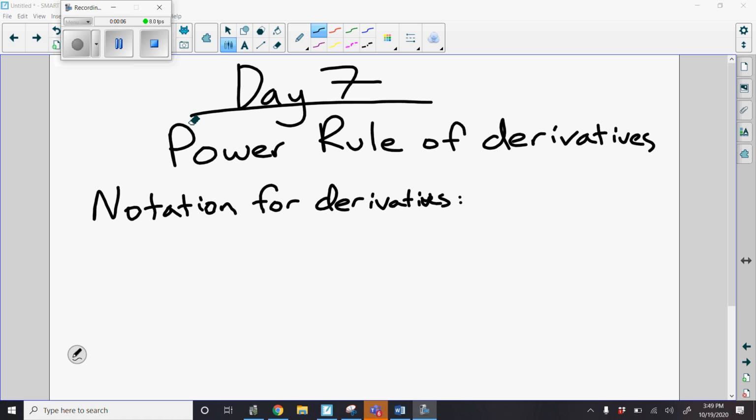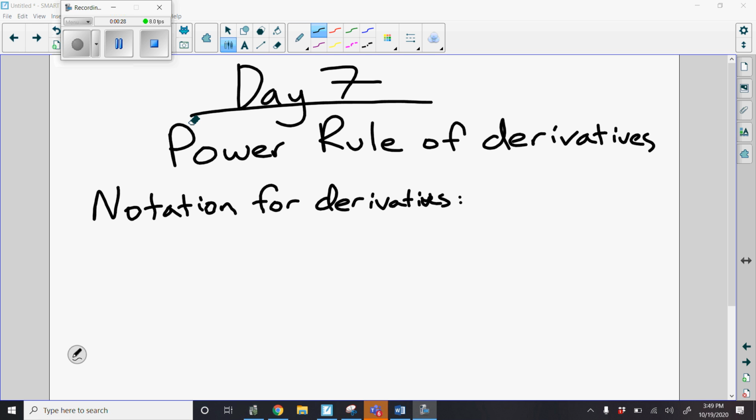Good job today struggling with and battling through that limit definition of a derivative. I told you it'd get easier, and here it is. Before we get there, I want to talk about different notation that you might see for derivatives. I'll try and use all of these different notations so we're used to seeing all of them.